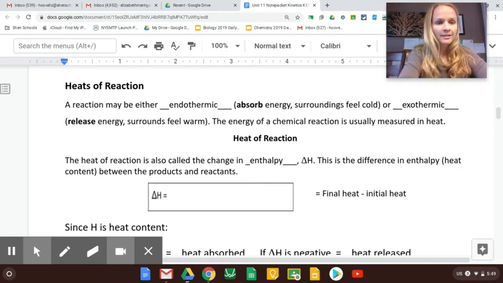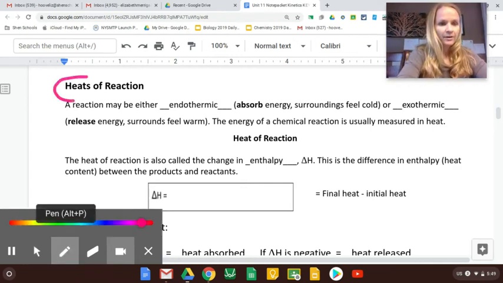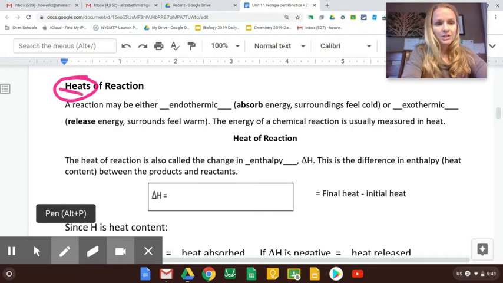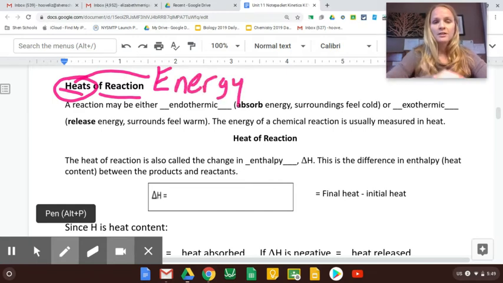Okay, so heat of reaction is what we're going to talk about, and it's literally how much heat was lost or gained in the reaction. And remember that heat is just a form of energy. Energy can take different forms. So it's just like how much energy did you lose or how much energy did you gain as the reaction went from beginning to end, reactant to product.